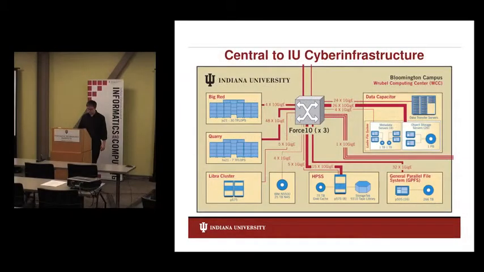This is a diagram of IU's cyber infrastructure. So you can see here's the data capacitor, and we're connected over 10 gigabit Ethernet to the core switch, which is also connected to Big Red, which is also connected to Quarry, which is also connected to HPSS. So it literally could not be any closer to these resources, and we're using 10 gigabit Ethernet, which is really fast.